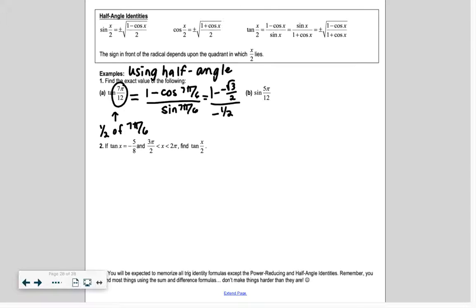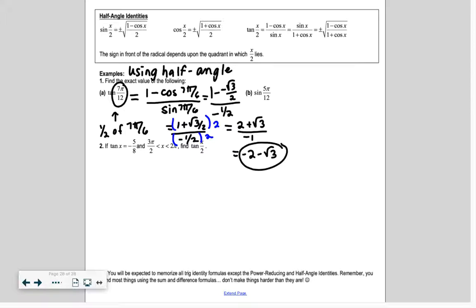All right. So we have 1 plus root 3 over 2 over negative 1/2, and then we multiply through by 2 over 2 to clear those complex fractions. So our answer is 2 plus root 3 all over negative 1, which is negative 2 minus root 3. And that's our answer. Yeah, I'll give you these ones.